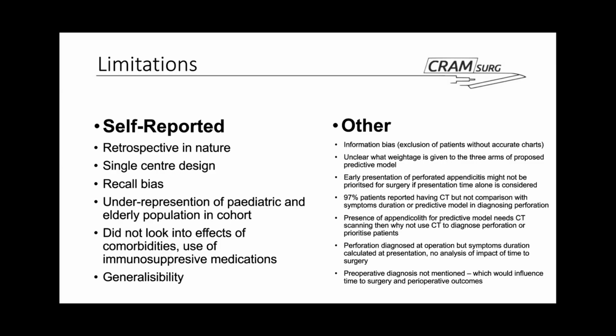It is unclear what weightage is given to the three arms of this proposed predictive model, including the symptom duration, the CRP, and the appendicolith. Was there some sort of risk calculation, or is it points based? Exactly how they want to use this model is unclear.